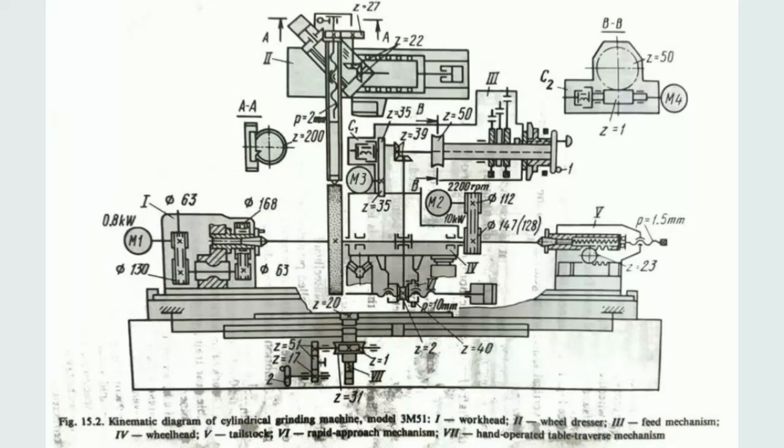This is a figure of the kinematic diagram of the cylindrical grinding machine, model 3M151. There are 7 numberings. Number 1, work head. Number 2, wheel dresser. Number 3, feed mechanism. Number 4, wheel head. Number 5, tailstock. Number 6, rapid approach mechanisms. And number 7, hand operated table traverse mechanism.